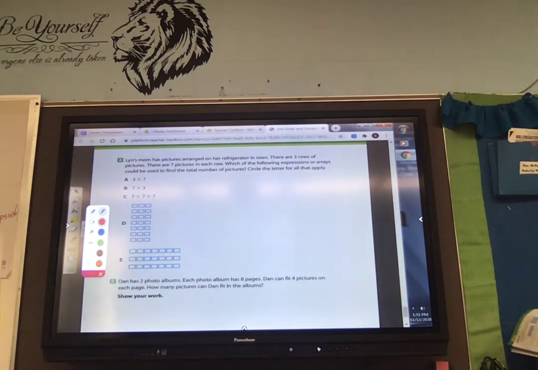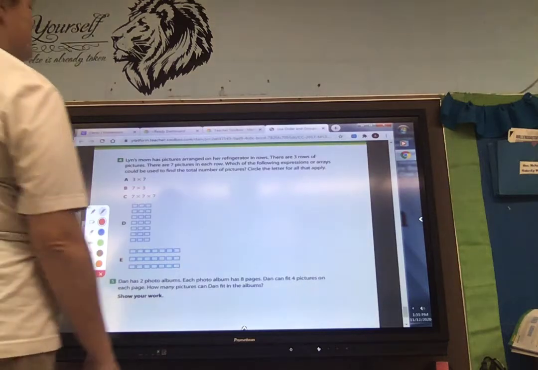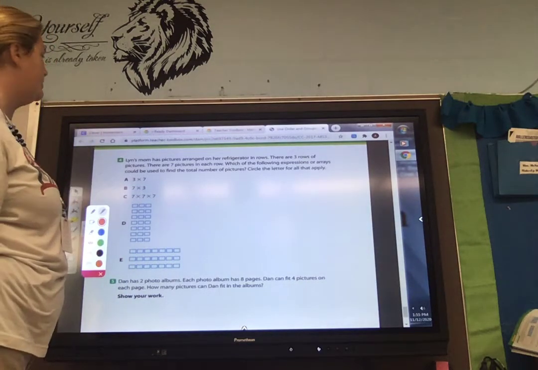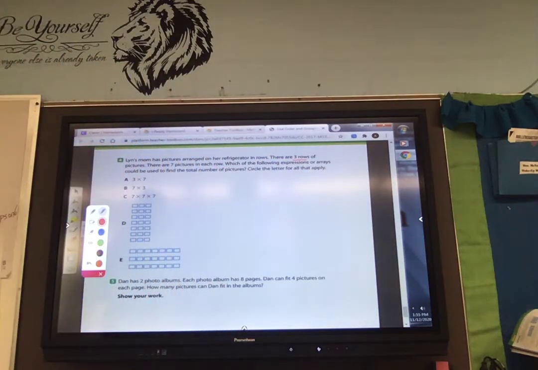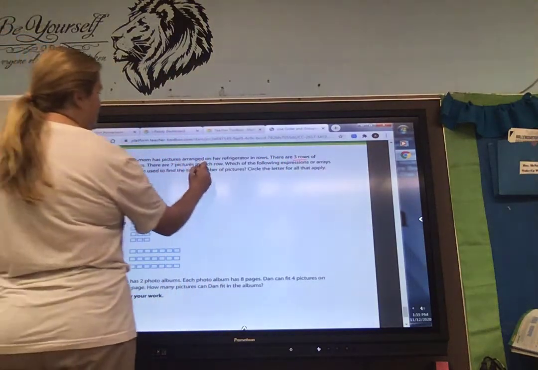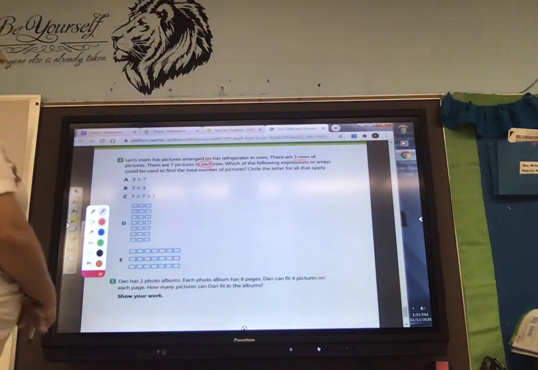Let's look at number 4. We've got 2 more problems here. Lynn's mom has pictures arranged on her refrigerator in rows. There are 3 rows of pictures. There's clue 1, 3 rows. That sounds like an array to me. There are 7 pictures in each row. That's my columns right there.